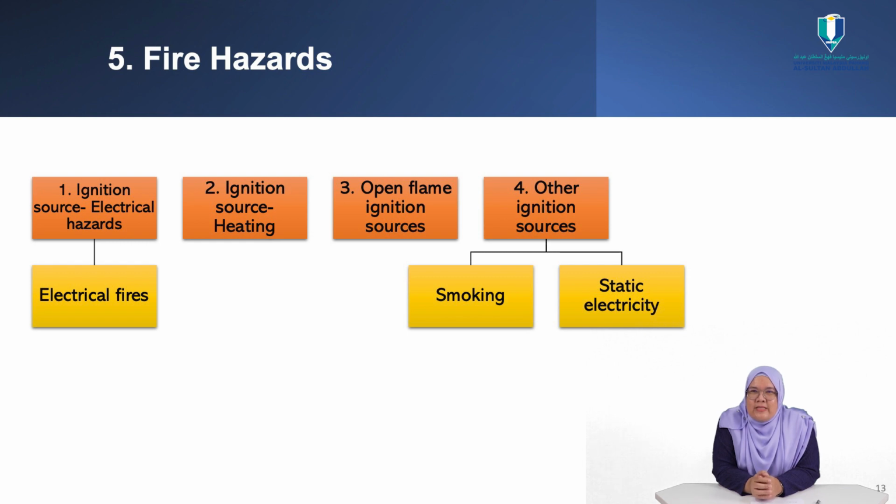Alright, this slide tells us what the causes of fire hazard are. First, from the ignition source, for example, electrical hazards which can cause electrical fires. Second, ignition sources such as heating. Third, open flame ignition sources. And number 4, other ignition sources like smoking and static electricity.